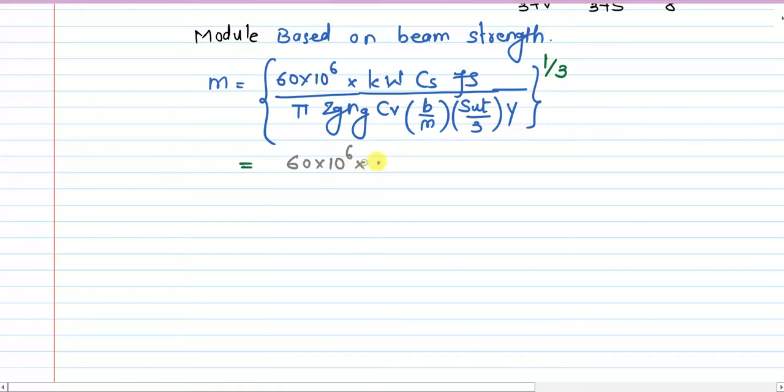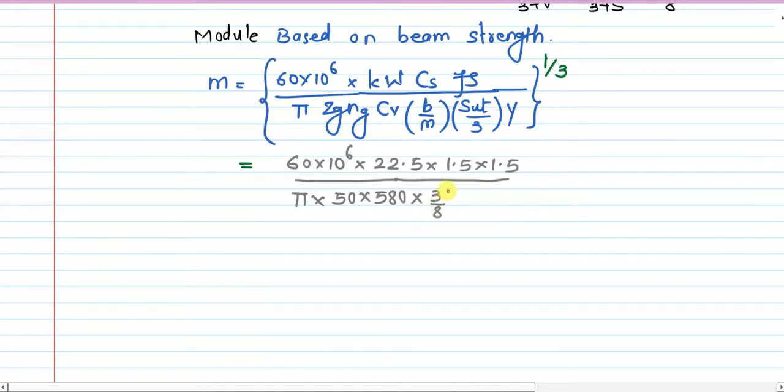So 60 into 10 raised to 6 into KW to be transmitted, 22.5. CS is available to us, it is 1.5. FS is 1.5, divided by pi into ZG, number of teeth on gear, it is 50, available to us. NG, we just calculated it to be 580 RPM. Then Cv is 3/8. This ratio we calculated. Actually, we just kept it as it is so that the calculator will do the job for us. Then the B by M ratio can be considered as 10. We have already discussed the standard face width.